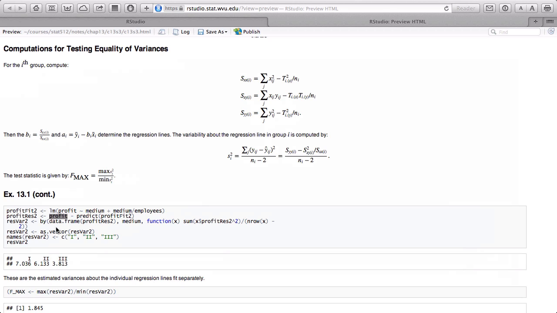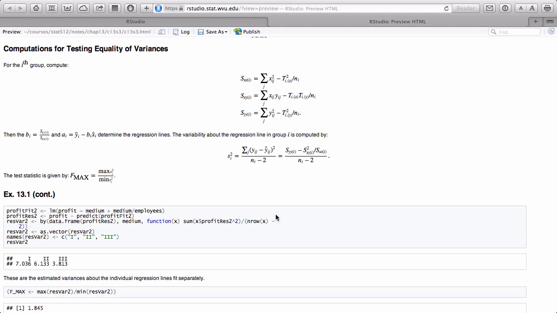And then I say by data frame, again, I'm going to compute the actual variances, and this is the formula. I can't just use the variance, because if I did, it would divide by n sub i minus 1, and I wanted to divide by n sub i minus 2. So I write a little function, which is the sum of squares of the profits divided by the n rows minus 2. In other words, this function is actually the formula for this right here.